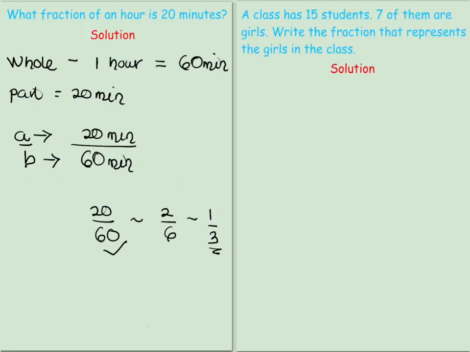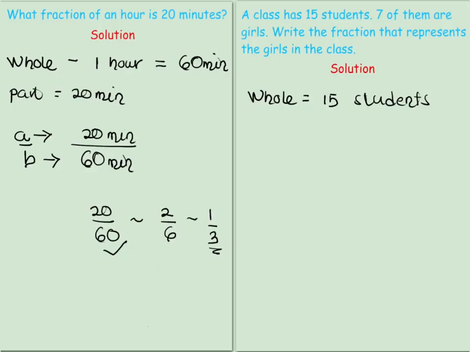Okay, so for this second question, all it says is a class has 15 students, and 7 of them are girls. Then we have to write the fraction that represents the girls in the class. Since we are talking of the whole class, then for the whole class, we are talking of 15 students, 15 as the total number of students.